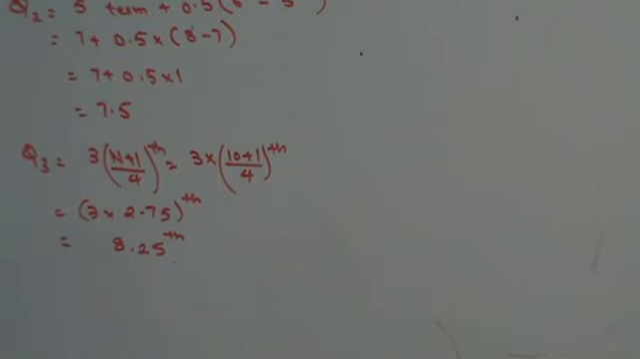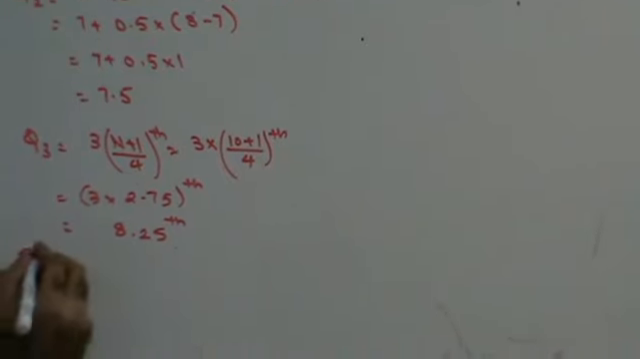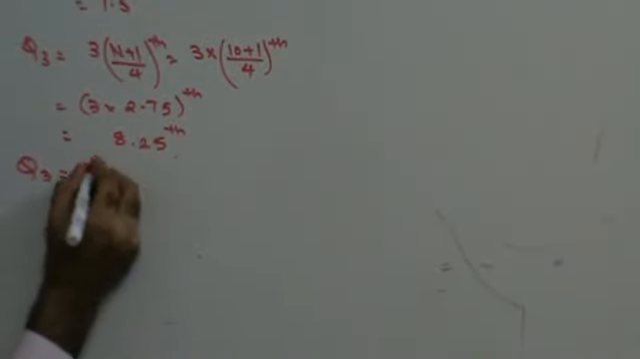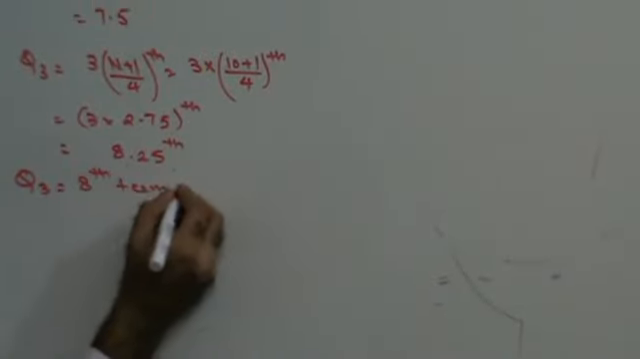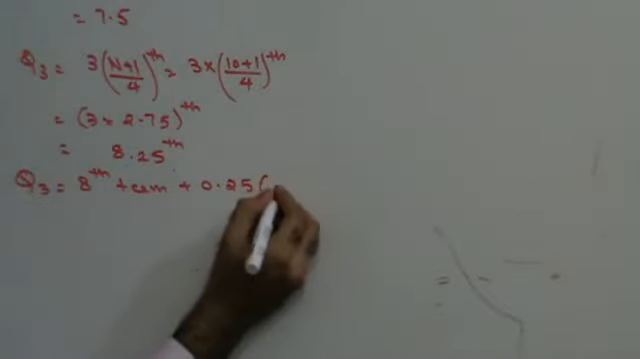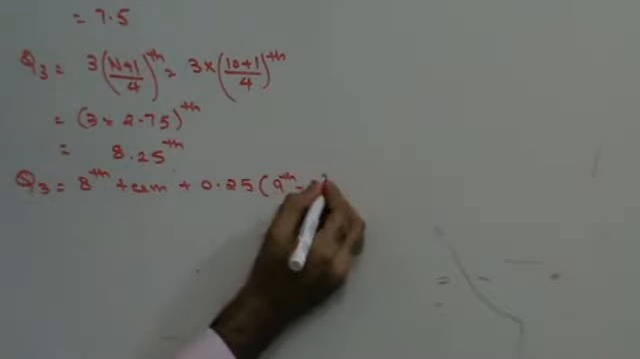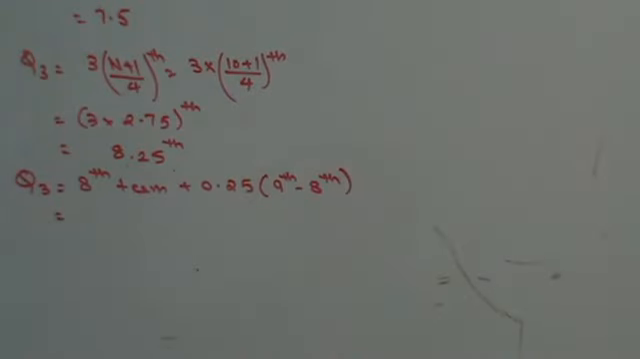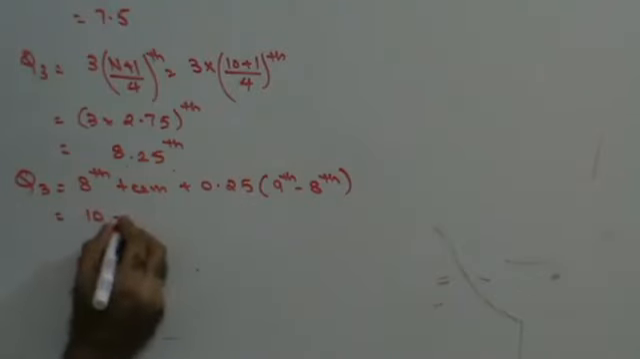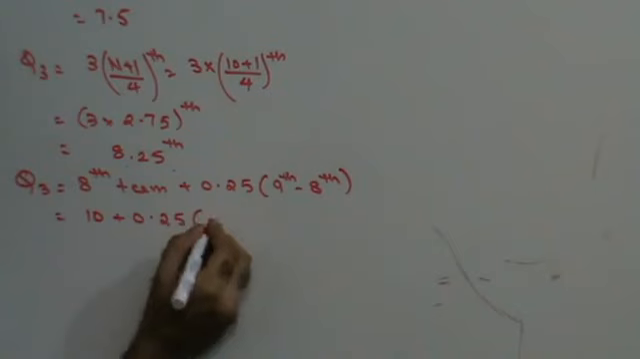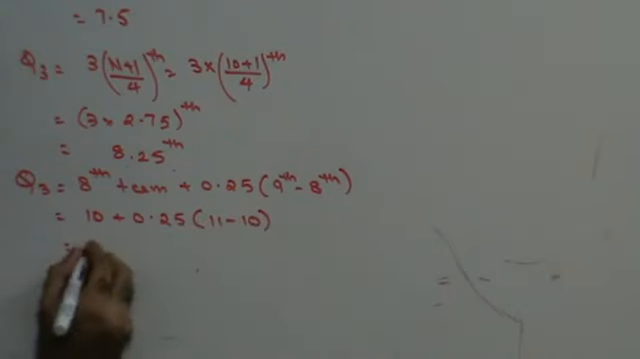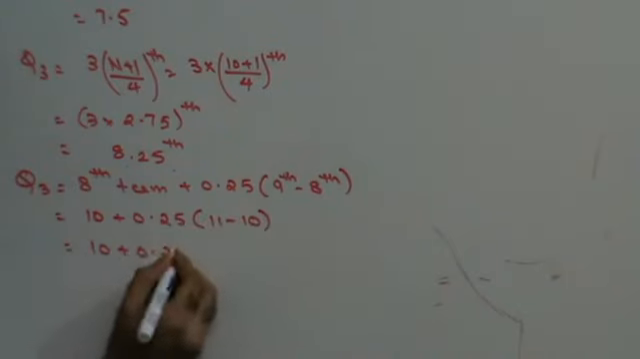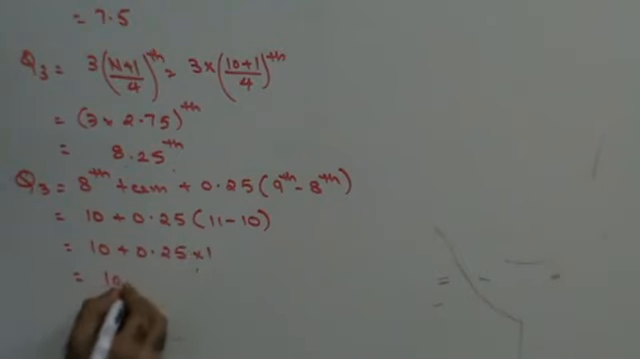Now once you have this, I can say that Q3 is the 8th term plus 0.25 times the 9th term minus the 8th term. So the 8th term, 3, 4, 5, 6, 7, 8, is 10, plus 0.25 times 11 minus 10. So 10 plus 0.25 into 1, this is 10.25. This is how you find out the three quartiles.